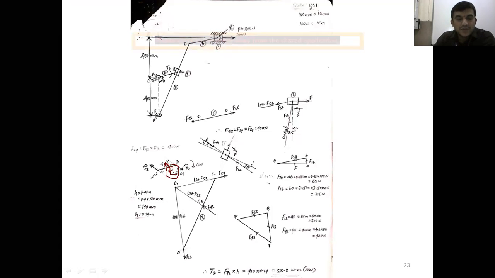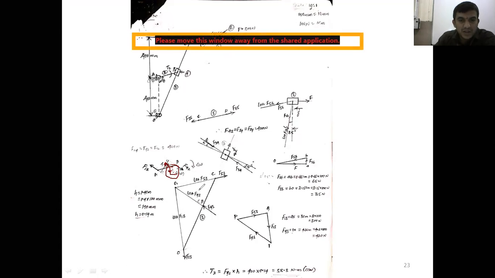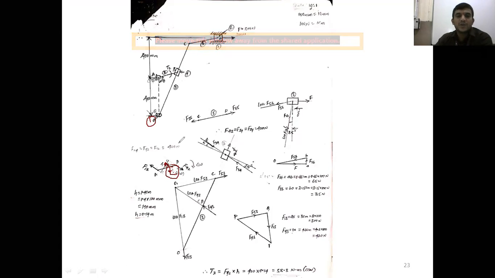Now, once you draw the free body diagram for link 2, next we will go for the free body diagram for link 3. You can see the free body diagram for link 3 here. Link 3 is connected to how many links? Link 3 is connected to the fixed link number 1, and at the same time it is connected to link 4. It is also connected to link 5.